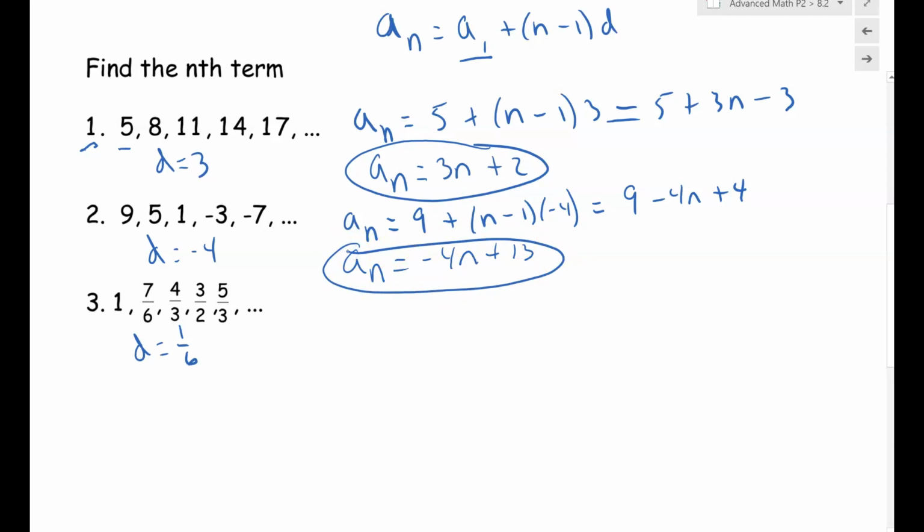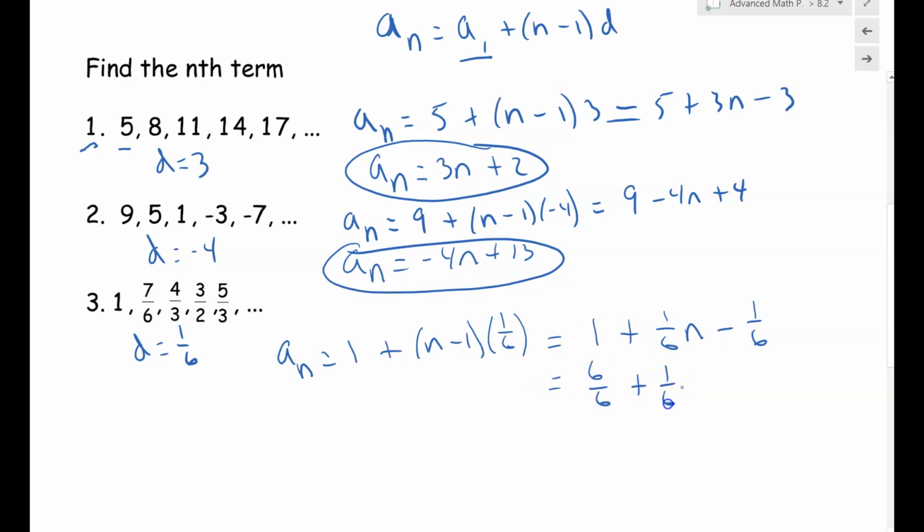Number 3 is a little tricky just because of the fraction, but it doesn't change it, okay? So a sub n, first term is 1, plus n minus 1 times the d of 1/6. Now, when I distribute this, I'm going to get 1 plus 1/6 n minus 1/6. Okay, well, a little bit of work here. So common denominators here, this would become 6 over 6 plus 1/6 n minus 1/6.